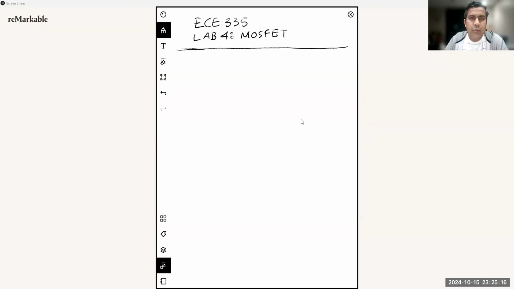Hello, everyone. Welcome to the video session for Lab 4, which is on the MOSFET. We are going to talk about the instructions for this lab, and we are going to discuss how you can complete this lab and what the tasks on it are.